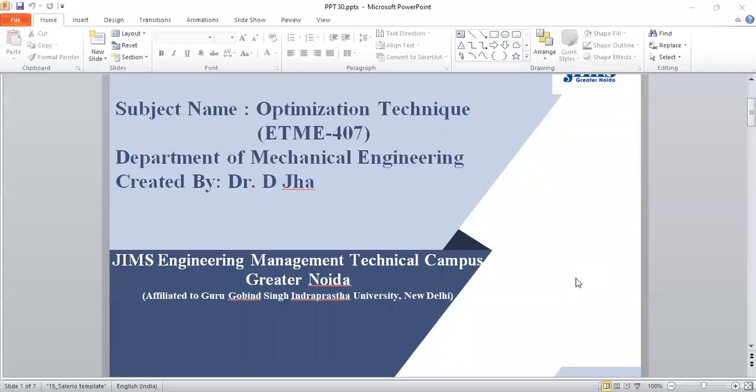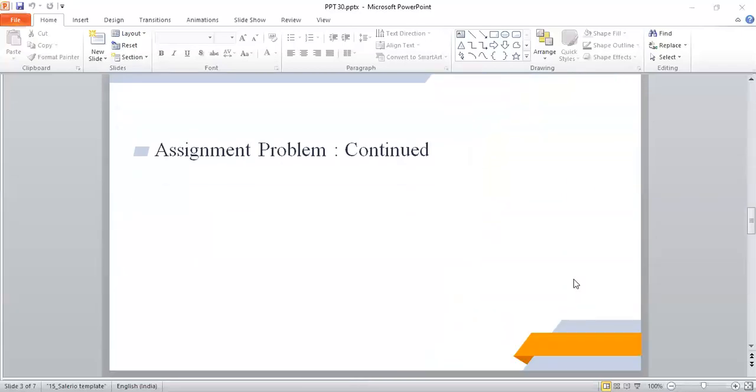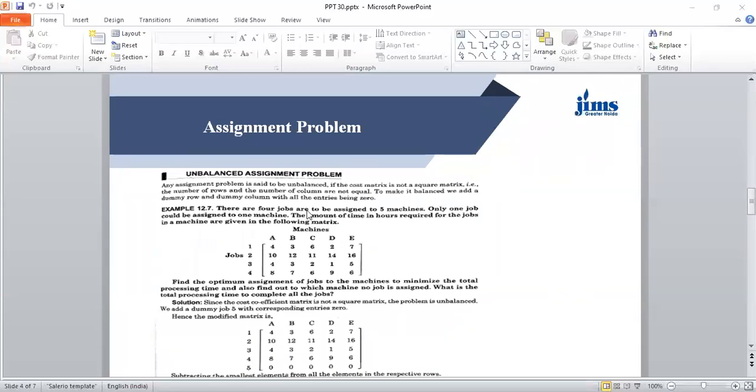Now let us explain this with this problem. The problem is that there are 4 jobs which are to be assigned to 5 machines. So there are only 4 jobs and the number of machines is 5. Obviously, as per the characteristics of the assignment problem, only one job can be assigned to one machine. The amount of time in hours required for the jobs on a machine is given in this table, in this matrix.